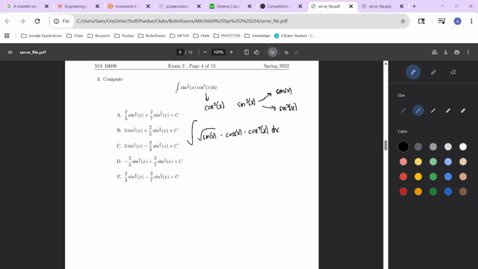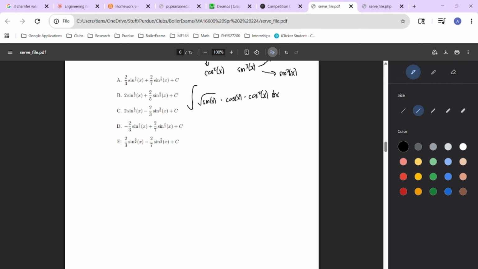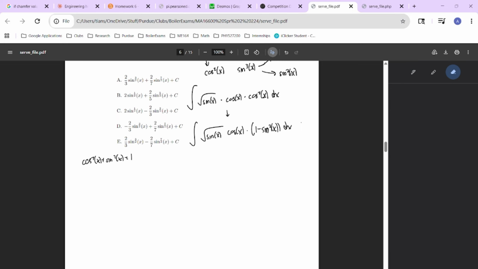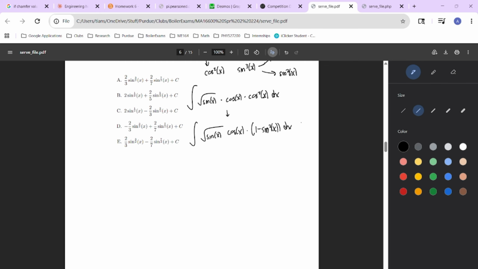I honestly just try things here if you're not sure what to do. In this case, I tried out subbing this in for 1 minus sine squared of x. As you may know, the trig identity cosine squared x plus sine squared x is equal to 1. And then when you move over sine squared of x, you get that cosine squared of x is equal to 1 minus sine squared of x. That's how I made the substitution here.